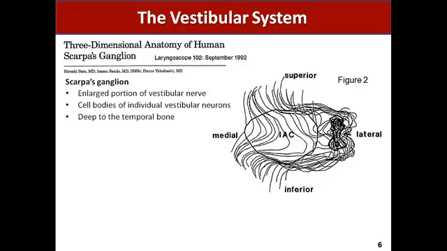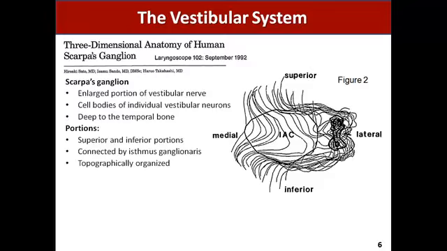This ganglion is found deep to the temporal bone. It's made up of both superior and inferior portions that are connected by a central isthmus. And the isthmus is essentially a narrowed portion of this cluster of nerve cell bodies. They are topographically organized, which is to say that information that is transmitted from the semicircular canals will tend to travel along similar cable lines, if you will, as do those axons that get transmitted by the separate otolith organs.